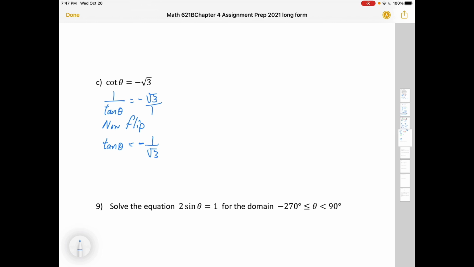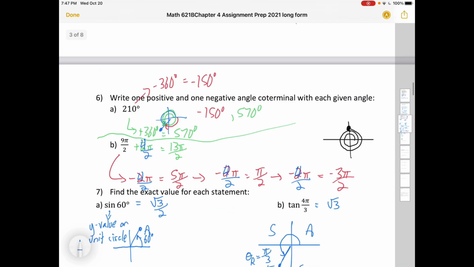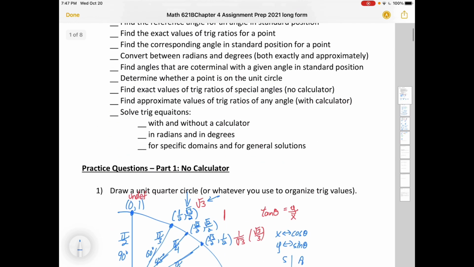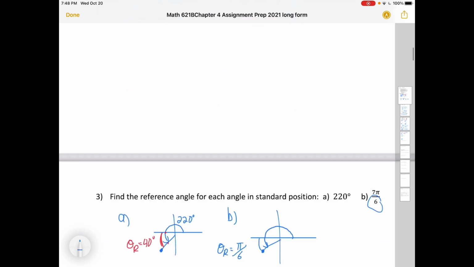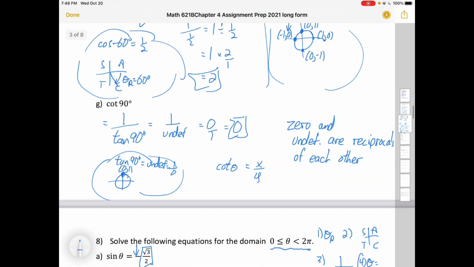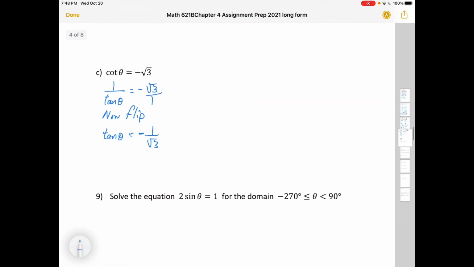And we go and we find the reference angle. So again, off to the unit quarter circle. Where's there a tangent value of 1 over root 3? Hey yo, it's at 30 degrees, or pi over 6. So reference angle of pi over 6. That's kind of my first little step. And the hope is that these steps start to become second nature.